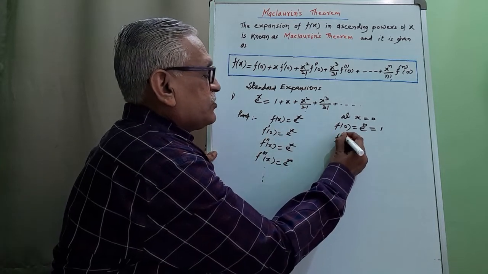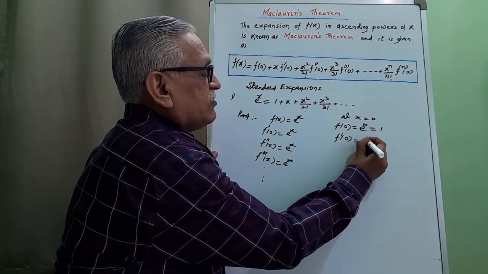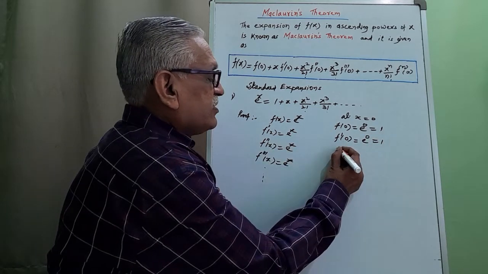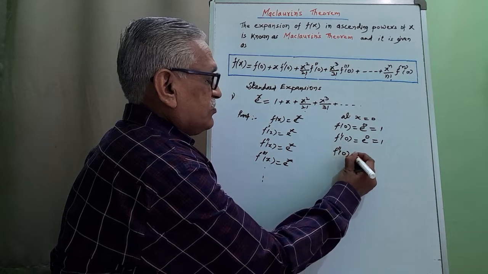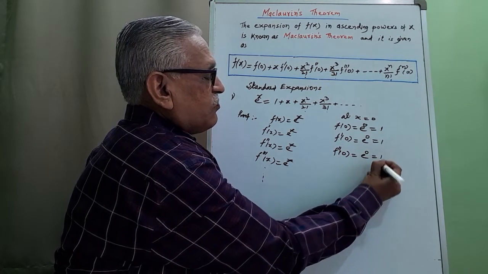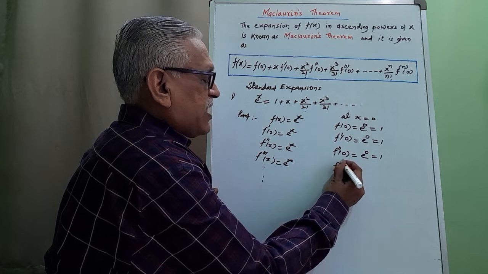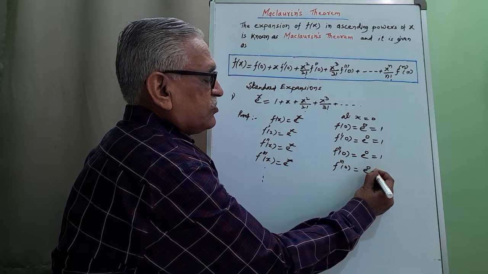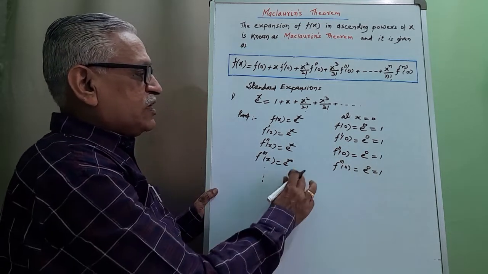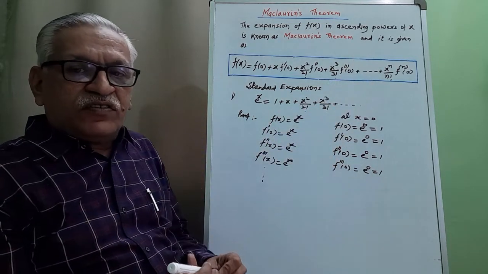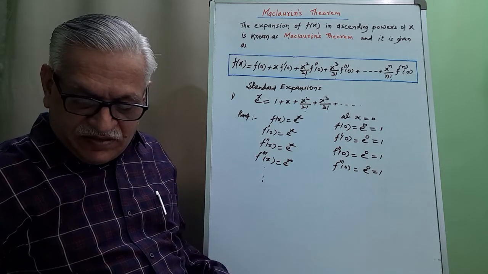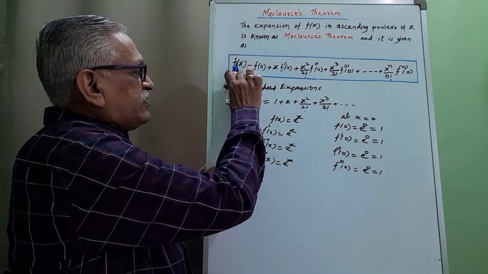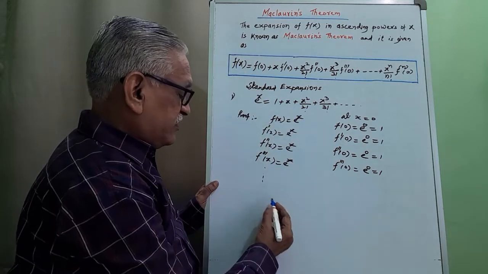Next, f dash of 0, again e raised to 0, that value is also 1. Next, f double dash of 0, e raised to 0, 1. f triple dash of 0, e raised to 0, that is equals to 1. And therefore substituting all this in Maclaurin's series result or theorem, we get f of x as e raised to x.